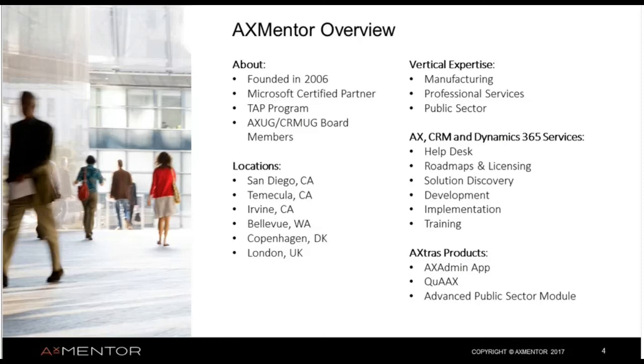We provide a myriad of services, and some of those highlights are help desk and support, both proactive and reactive, roadmaps and licensing, hence today's webinar, solution discovery, development of all levels, implementation, as well as training. We have an affiliate IP company where all of our IP is developed, and that is called Axtras. The Axtras product line that we currently offer is the AX Admin app, a mobile app for system administrators for AX, QAX, which is a quality address verification for AX, as well as an advanced public sector module for analysis and reporting of finances.